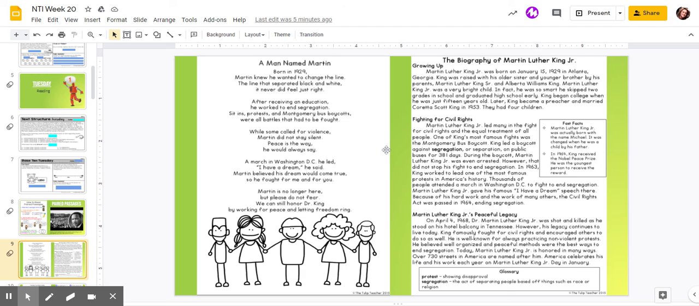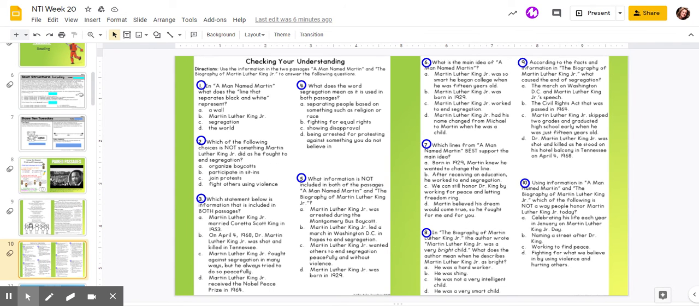When you're reading the poem, be sure to pay attention to the punctuation, pause at the commas, stop at the periods, so that way you get the rhythm. For the nonfiction piece, make sure to read the text features, the fast facts, and the glossary, as well as the text itself. Then, after you've read both of the stories and you have a clear understanding, you're going to check your understanding.